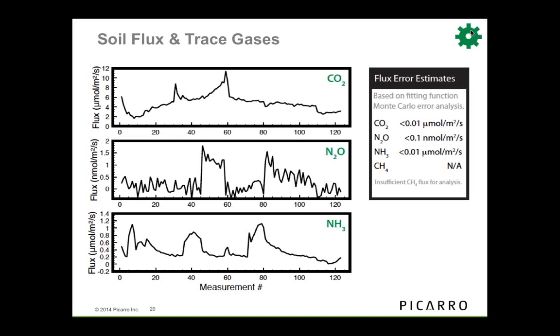And what we actually ended up finding, similar to Derek's presentation, is that because of this high temporal resolution data, we're getting very good errors on our flux rate. For CO2, we're getting less than 0.01 micromoles per meter squared per second. For nitrous oxide, we're at 0.1 nanomoles per meter squared per second. And for ammonia, we're at about 0.01 micromoles per meter squared per second. Unfortunately, we didn't get any methane flux from this study, but I would expect it to fall well within what Derek was presenting.